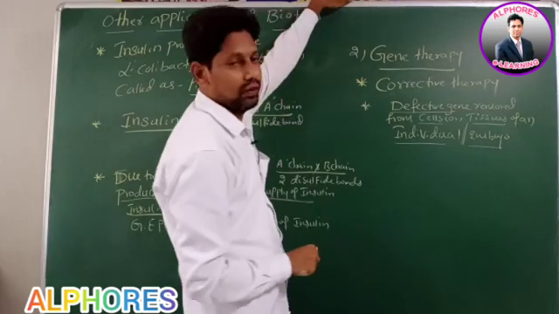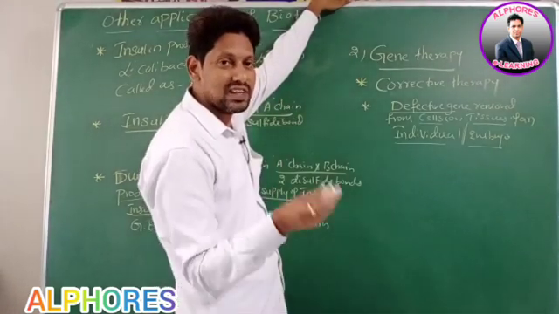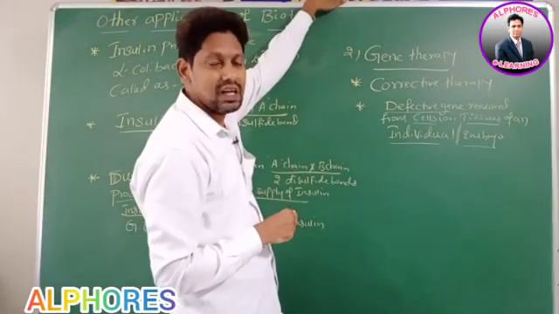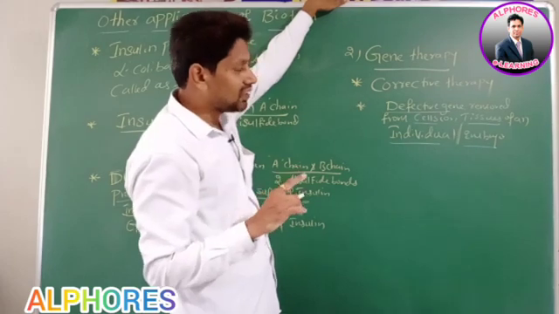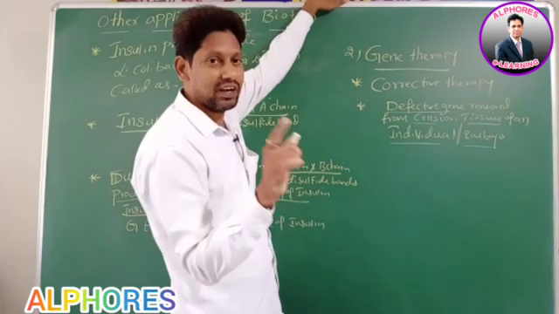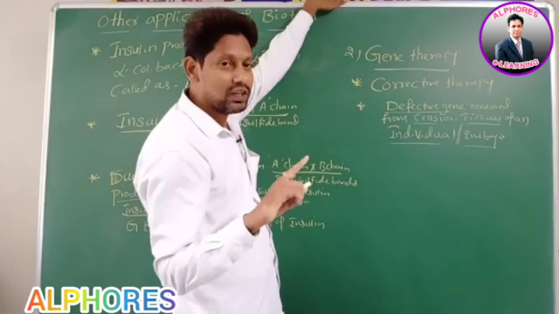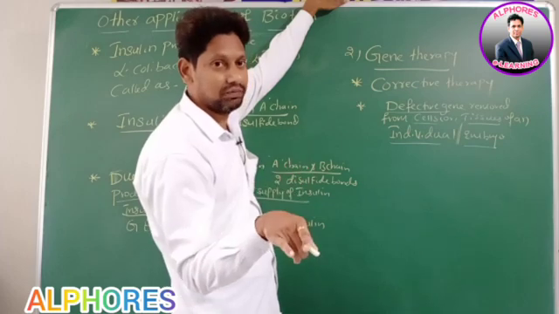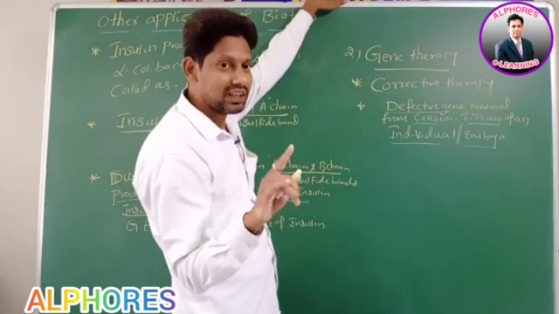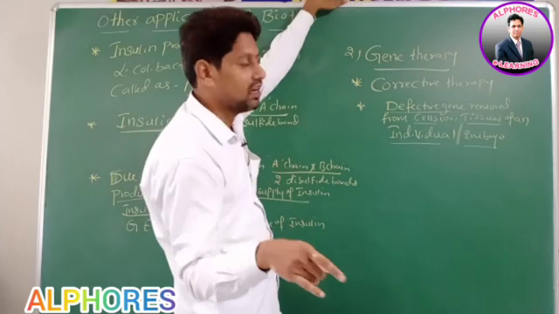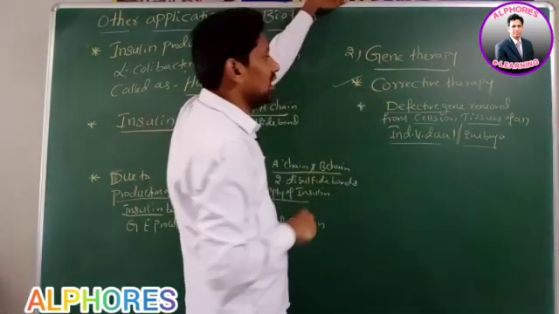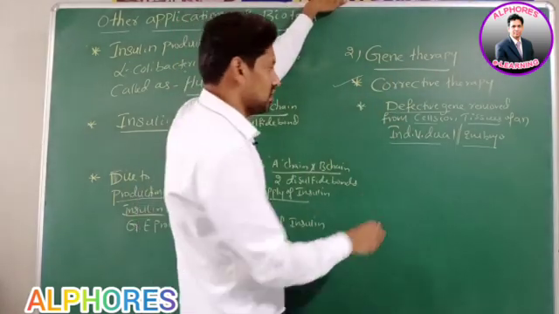Sir, after removing the defective gene from the cells or tissues of an individual or an embryo, what are we doing? We are placing the normal gene. It means non-functional gene is replaced by a functional gene. Defective gene is replaced by a functional gene. It means the mistake that was done is corrected. So this is called what, sir? Corrective therapy. Is this statement okay?